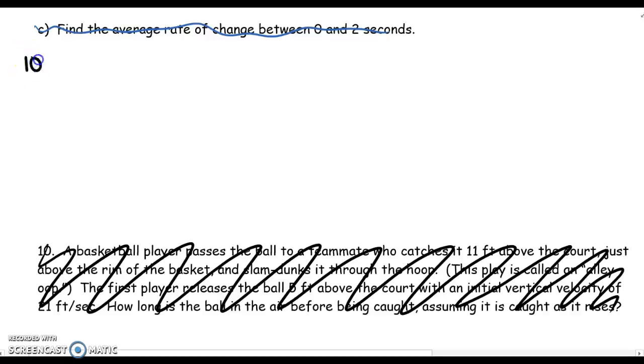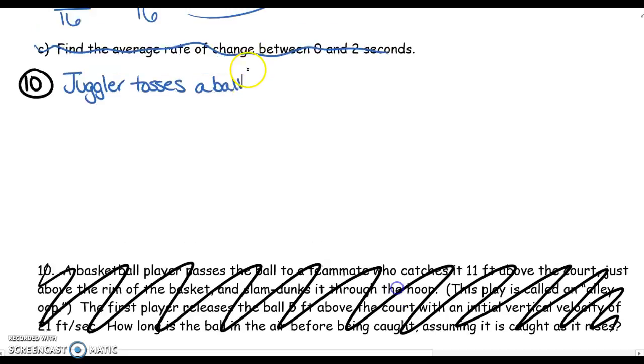So this is our new number 10 because I don't like the original number 10. We are dealing with a juggler. A juggler tosses a ball in the air. When the ball is released from his hand, it is 4 feet above the ground.